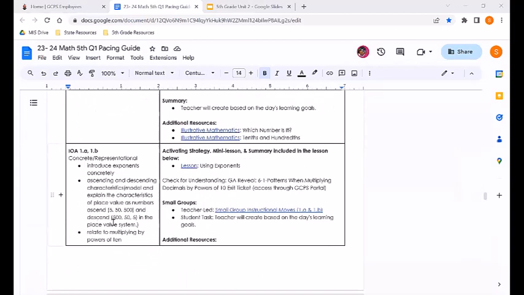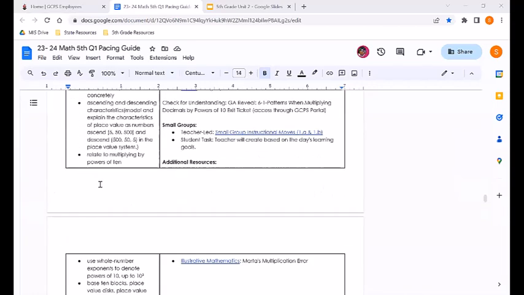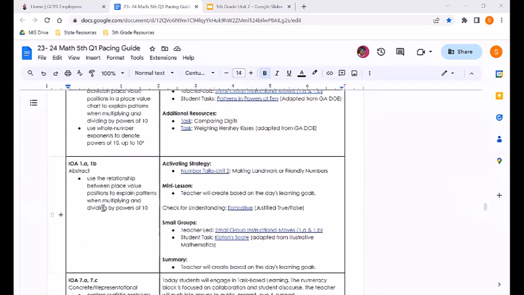There are 3 additional days clustering 1A with 1B, progressing from concrete through abstract. During this part of the learning progression, students are introduced to exponents concretely and relate previous understanding of multiplying by powers of 10. Finally, students will use the relationship between place value positions to explain patterns when multiplying and dividing by powers of 10. It is important to emphasize that the decimal point does not move. It is the value of the digits that changes when a digit shifts to the left or the right.